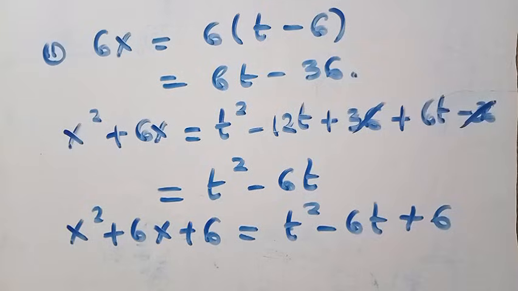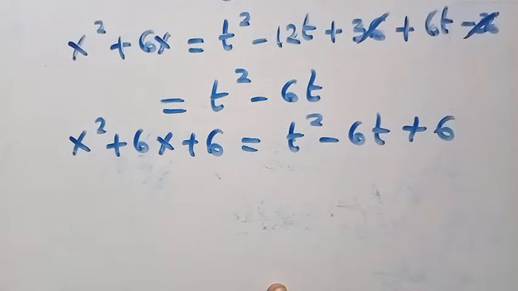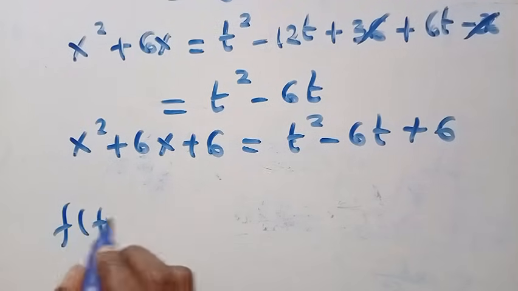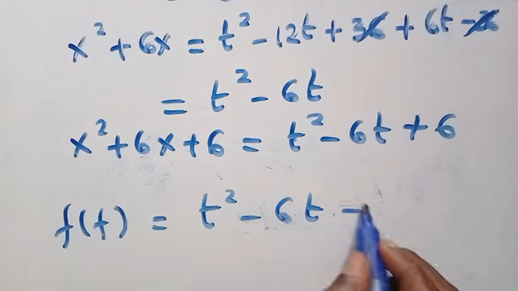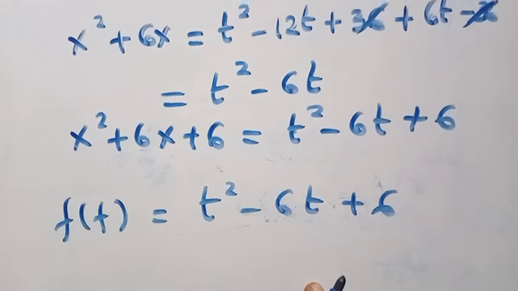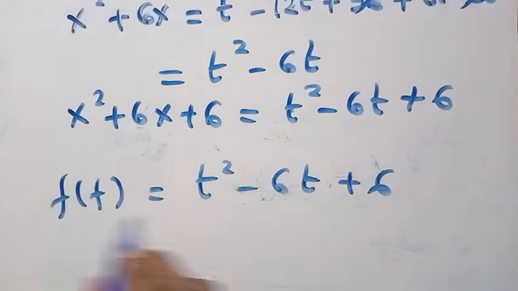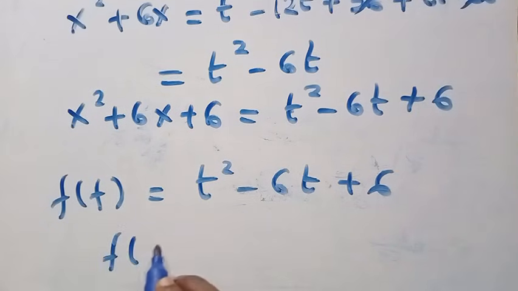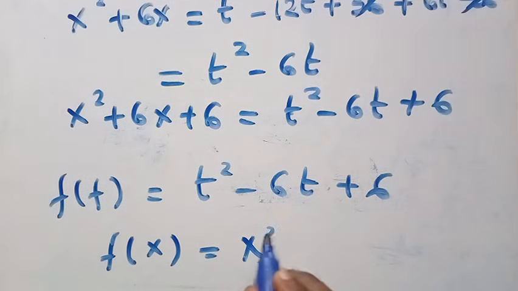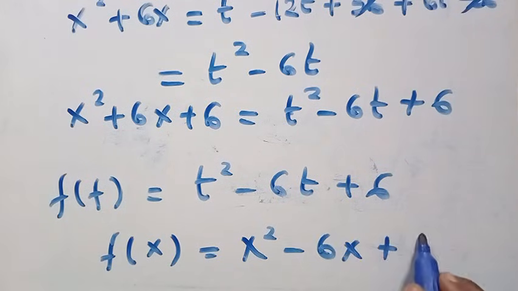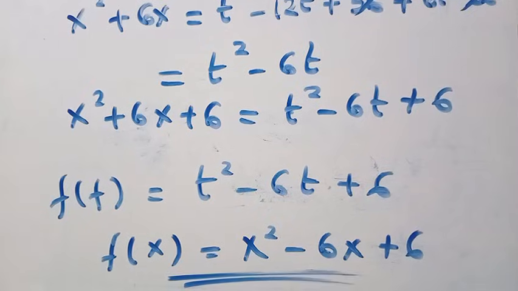So it looks like what we got initially. Then our f of t equals t squared minus 6t plus 6. Then we change every t to x, as both of them are members of the real numbers. So we have f of x equals x squared minus 6x plus 6. This is how to solve this.